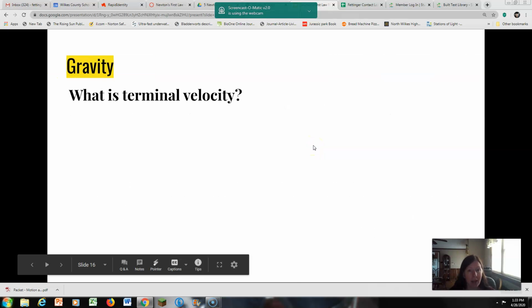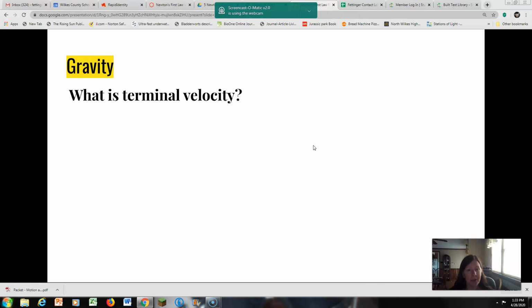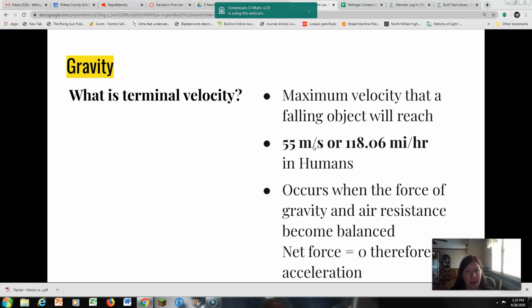All right, and the last thing we want to cover today is terminal velocity. If you fall out of a plane and you're accelerating, there's a point where the force of gravity and air resistance become balanced. So your net force is 0 and you're not going to accelerate any faster. So there's a point where, whew, that's the fastest you can go.